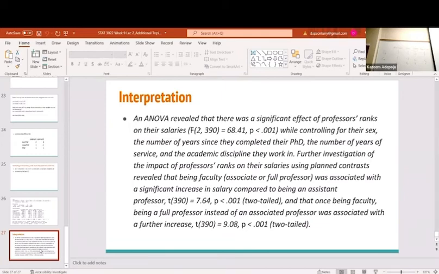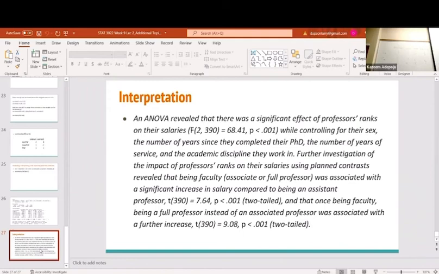So the impact of professor rank on their salary using a planned contrast revealed that being an associate or full professor, which means the professors in the tenure rank, was associated with a significant increase in salary compared to being an assistant professor. And that is the reason why the majority of assistant professors want to get absorbed into the tenure cadre, because of the fact that there's a significant difference in the salary.